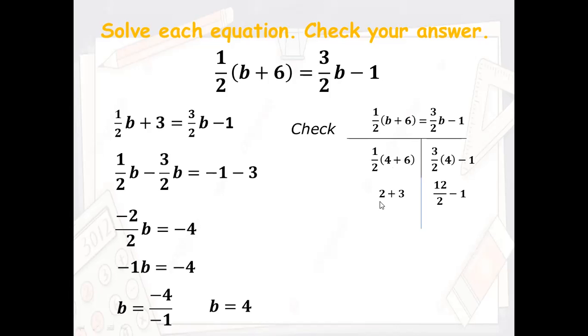Half of 4 is 2, and half multiplied by 6 is 3. Half multiplied means half of 4, that's all. So 2 plus 3 is 5. And here, 3 over 2 multiplied by 4 gives 12 over 2, which is 6, minus 1 will give us 5. So both sides of the equation have 5, so that means b equals 4 is the correct answer, right?